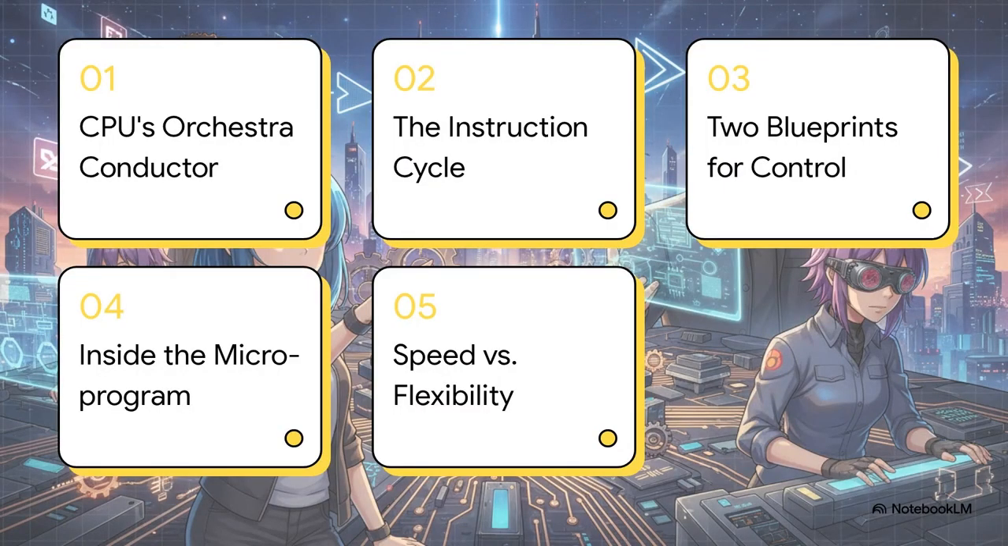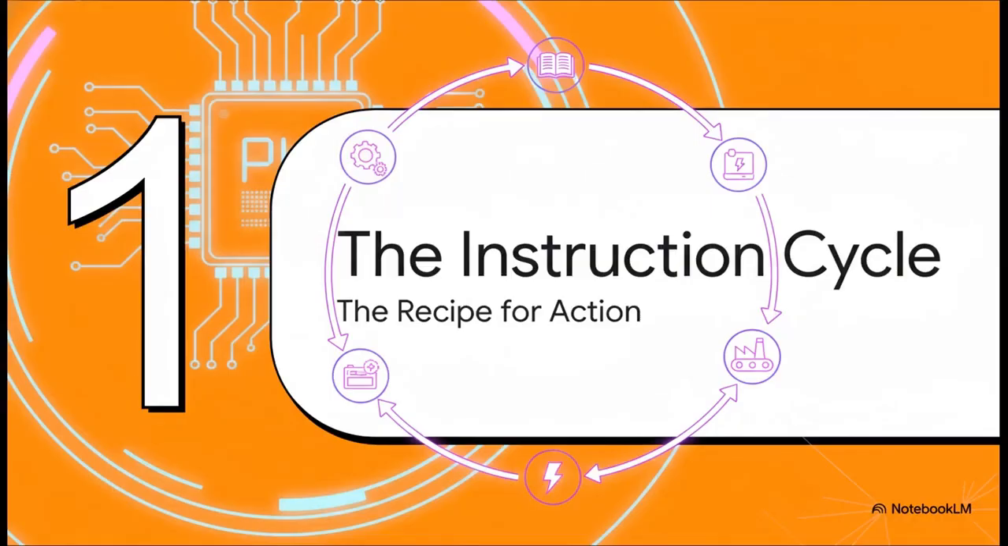All right, so what's our game plan? We've just met our orchestra conductor. Next, we're going to look at the simple 4-step rhythm it follows for absolutely everything. Then we'll get into the 2 main ways you can build one of these things. We'll dive into the details of the more flexible method, and we'll finish up with the classic showdown, speed versus flexibility. So we know the control unit is a conductor, but what music is it actually reading from?